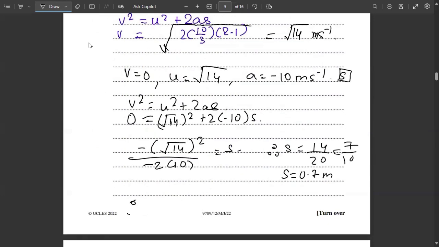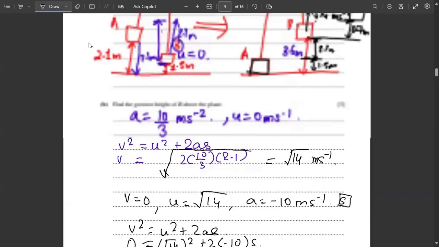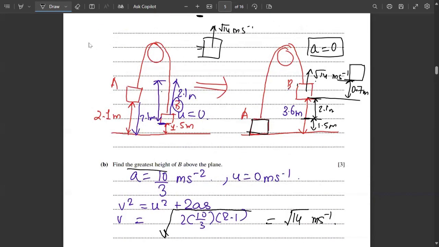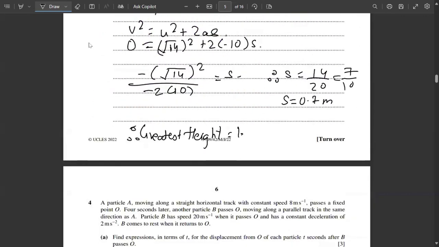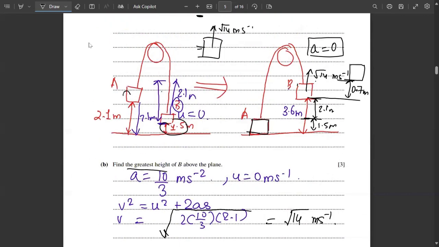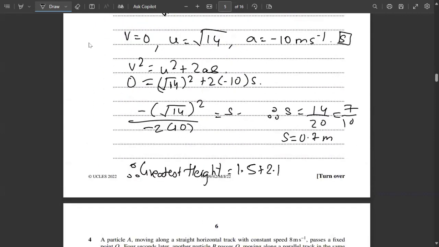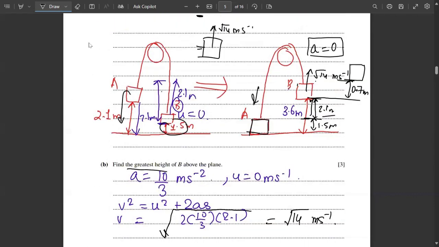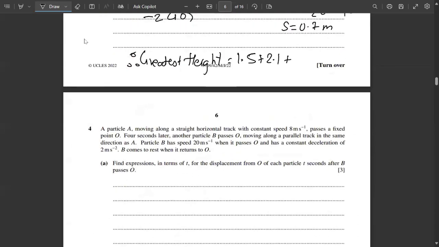So now, therefore, the greatest height reached, because that's what they have asked to find. Earlier it was 1.5. So from 1.5, because A went down 2.1, this went up 2.1. So then again plus 2.1. And because A was moving down with a higher weight, B gained a velocity of root 14 when it traveled 2.1 meter. And because of that velocity, it moved up an additional 0.7 meter. So we'll write that also.